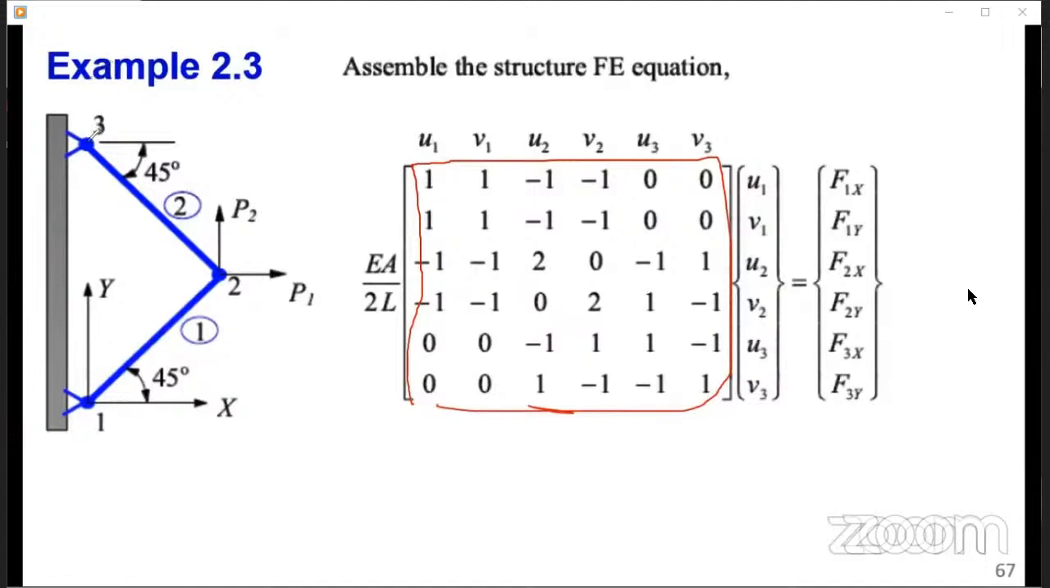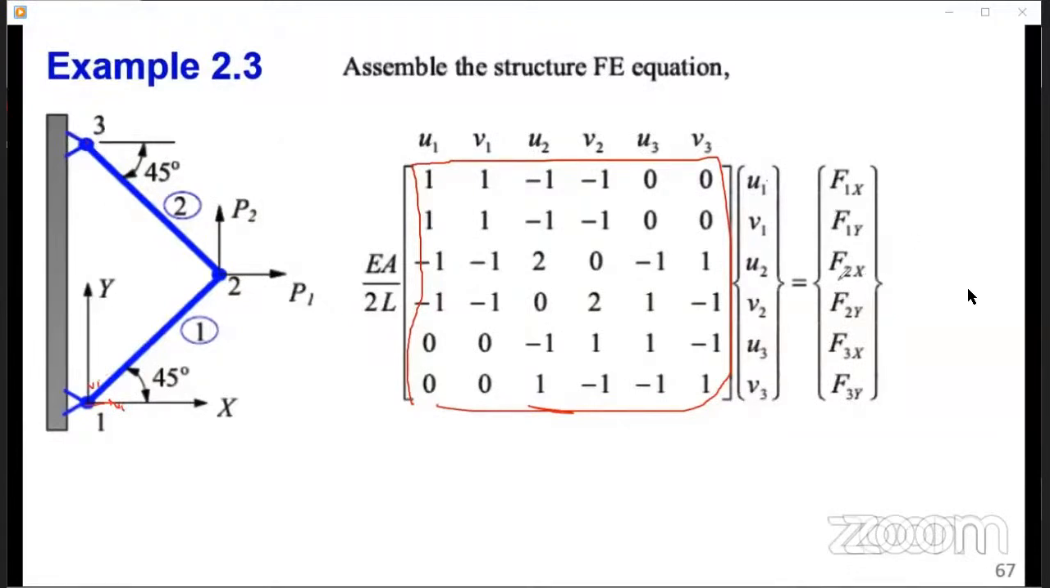This node is fixed. Node 1 and node 3 are fixed. So you look at these quantities. At node 1, you have U1, V1, and at node 3, U3, V3. These are zeros, so U1, V1, U3, V3 are equal to 0.